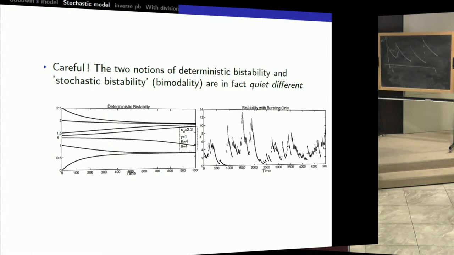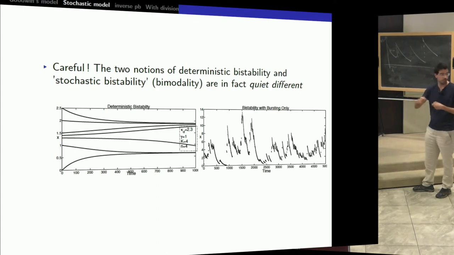This is one way to count the number of modes of the distribution. Here is a sample path of an ODE, and I have bistability because depending on my initial condition, I end up in a different state space, okay? A different location of my state space. So I have one high value here, one low value, and depending on where I start, I end up in a different place. If I start low, I will end up low, and if I start high, I will end up high. And I have no way to switch.